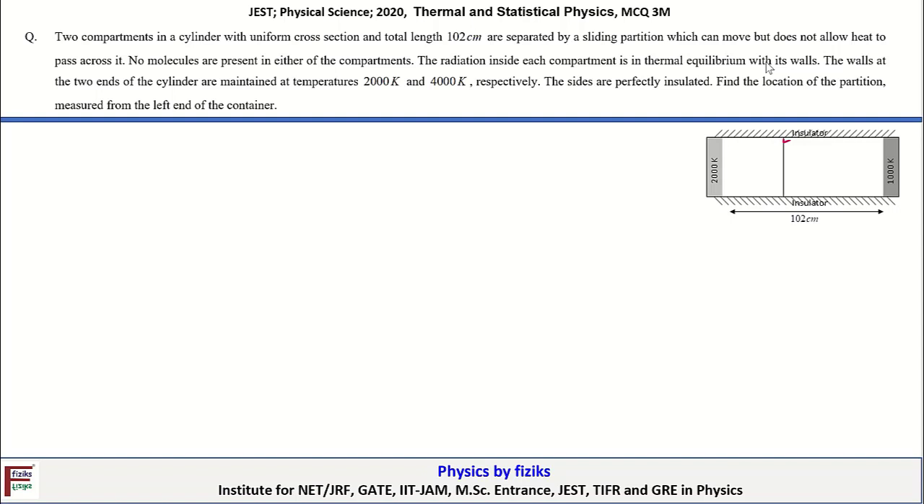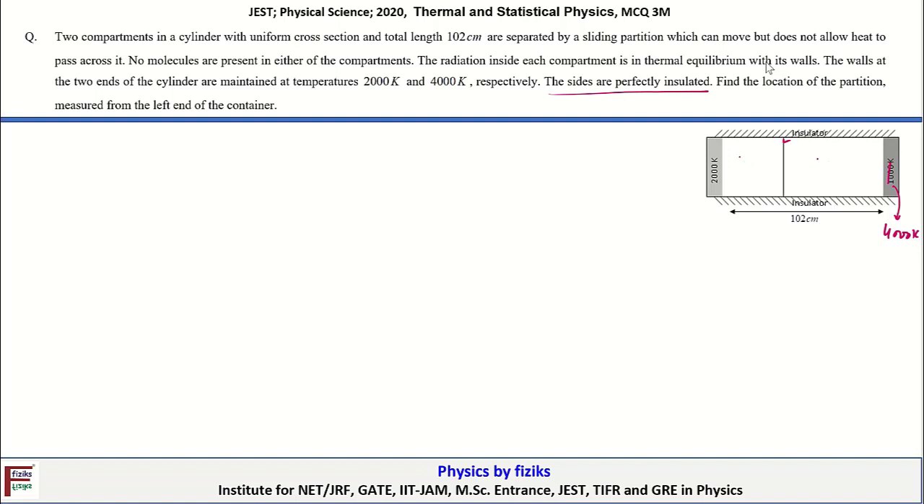The radiation inside each compartment is in thermal equilibrium with its wall. So that means we have radiation inside these two compartments. The walls at the two ends of the cylinder are maintained at temperatures 2000 Kelvin and 4000 Kelvin respectively. It's not 1000, but 4000, please note it. The sides are perfectly insulated, so there is no energy loss to the surroundings. Find the location of the partition measured from the left end of the container.